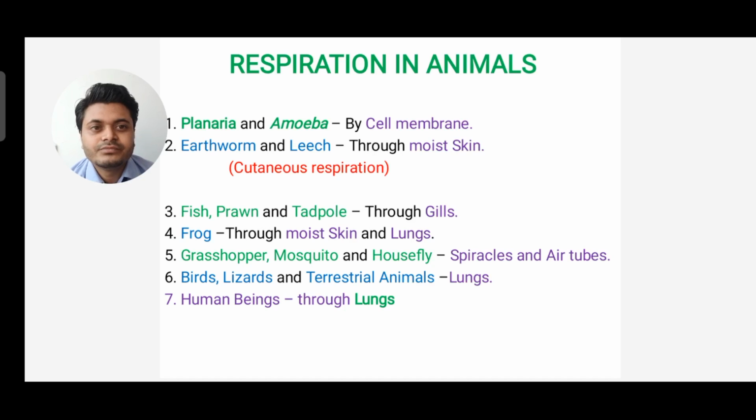Next, fish, prawn and tadpoles respire through gills. Next, frog respires through moist skin and lungs. Next, grasshopper, mosquito and housefly respire through spiracles and air tubes. Second last, birds, lizard and terrestrial animals respire through lungs. And last is human being, which respires through lungs.